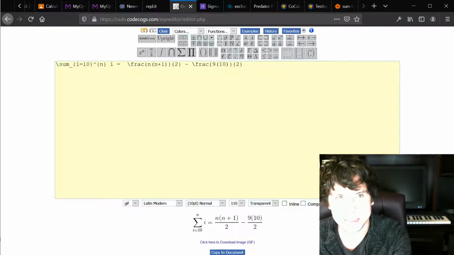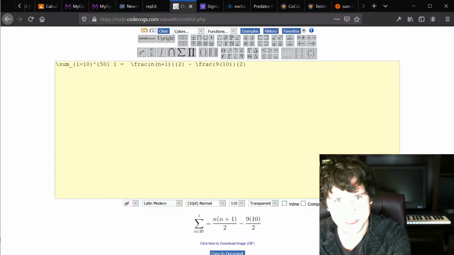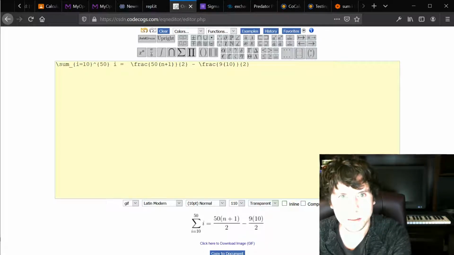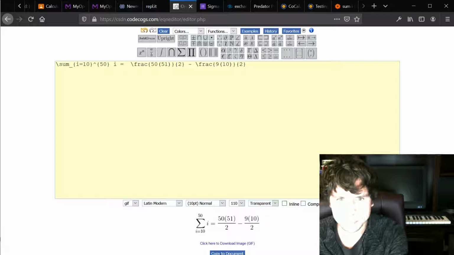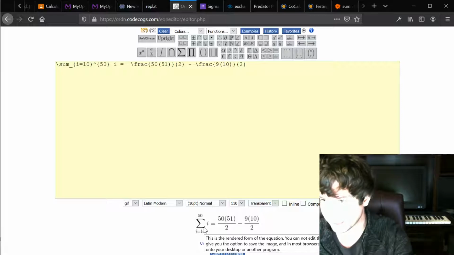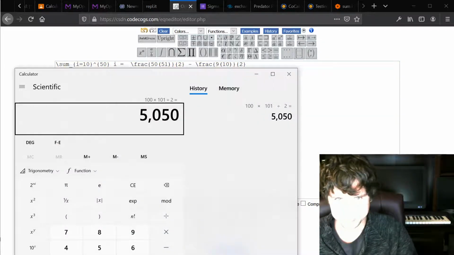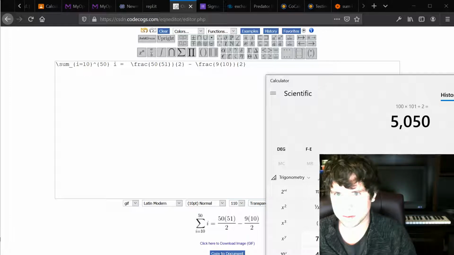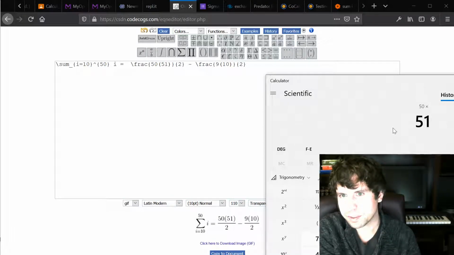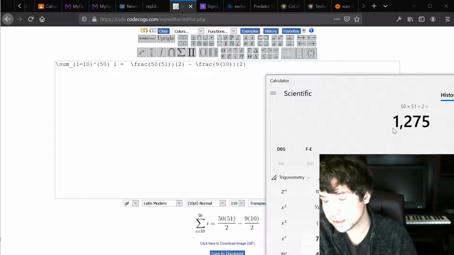So if I say that n is 50, so from 10 to 50, then I would put 50 in for n. So 50 times 51 over 2. So using the formula and realizing that I can subtract the sums, I can get a sum not from 1 to something, but from anything to something else. So I'm going to try to do that. Okay, so 50 times 51 divided by 2 is 1275.